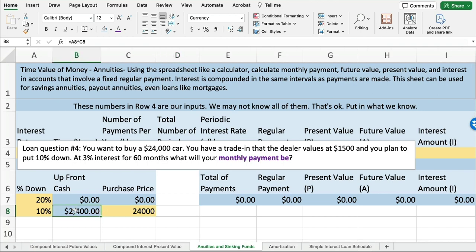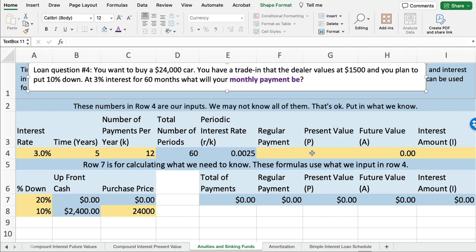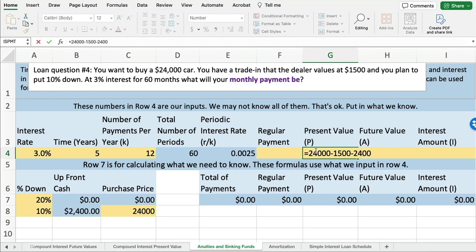So the amount of cash up front that we're going to be giving is $2,400, and we're also going to subtract $1,500 off of the present value as well. So we're just going to calculate that in our present value number, because remember, the present value is the loan amount. That's the balance that we're going to be putting into the loan. So I'm just going to type equals, and let's start with the 24,000, and let's subtract the $1,500 trade-in, and subtract the 2,400 down payment. Okay, so I'm not even using cell references. I'm just using the numbers, because that's all we need to do. So equals 24,000 minus 1,500 trade-in minus 2,400 that I'm putting down as a down payment.